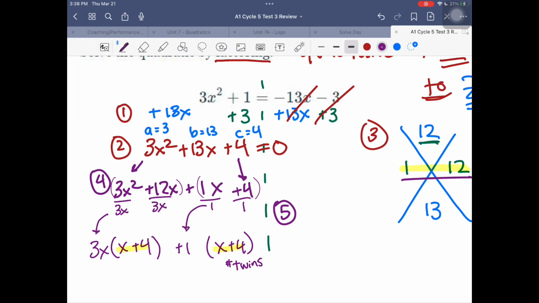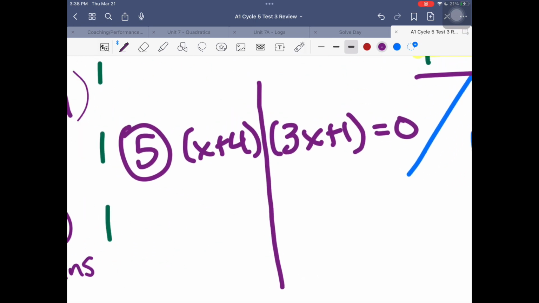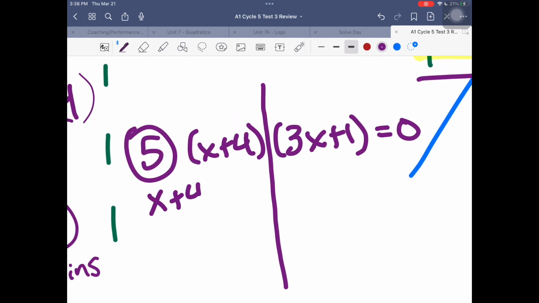Okay, I have the two factors, x plus 4 and 3x plus 1, and that's equal to 0. Now we have to set these both equal to 0. I'm going to zoom in. This is going to be x plus 4 is equal to 0. If I subtract 4 from both sides, this would be x equals negative 4.